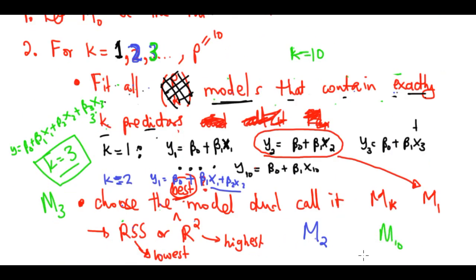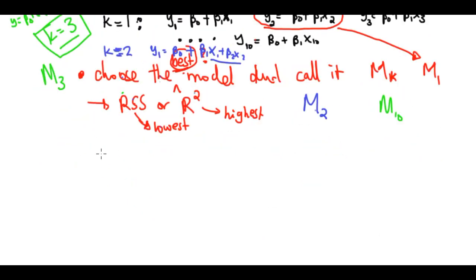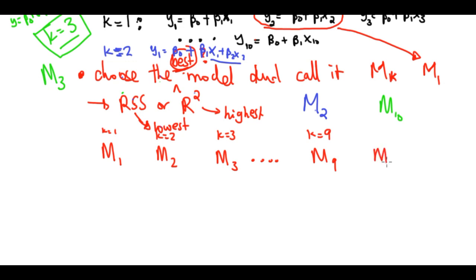So what you basically have now is M1, which was the best model from k equal to 1. You have your M2, which was the model for k equal to 2, so this one has 2 predictors. You have your M3, which was the best model when you fit the model with 3 predictors, all the way up to M9, which was the best model when you fit 9 predictors. And then you have your M10, which is the best model when you fit 10 predictors, right? So these are the M's that you have.